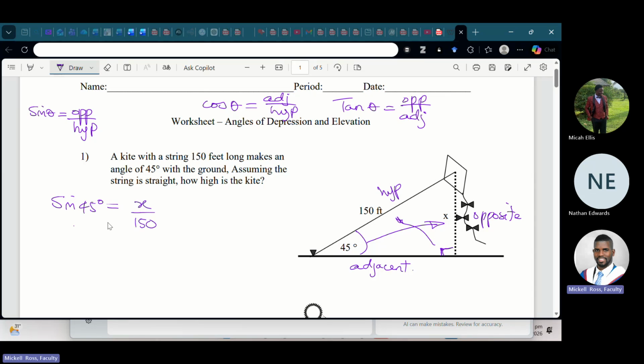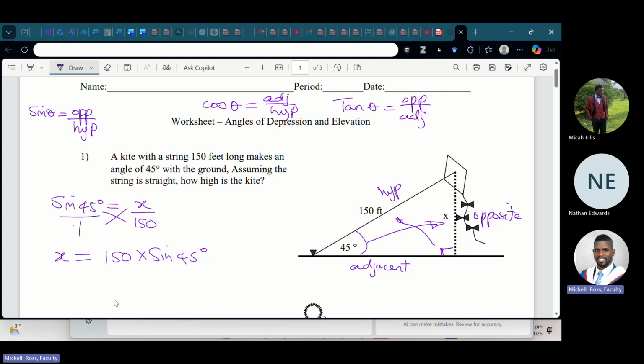Now, what we can do is make this side into a fraction. And we know that if you have one fraction on either side of the equal sign, you can cross multiply. This means that 1 times x is going to equal x, and we're going to have 150 times the sine of 45 degrees.